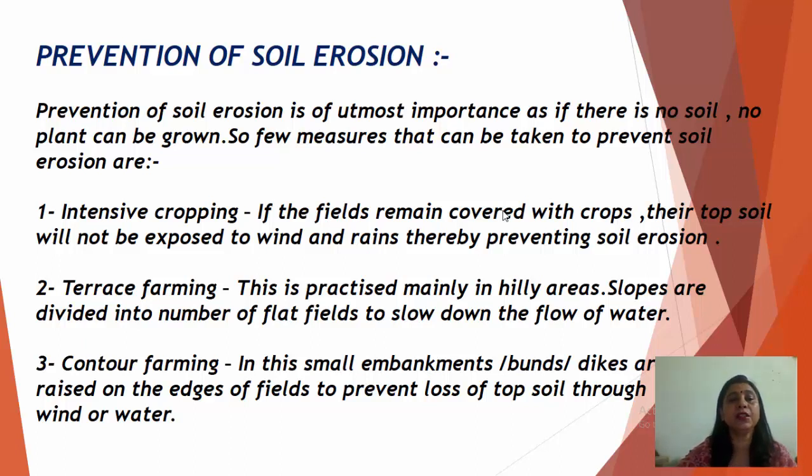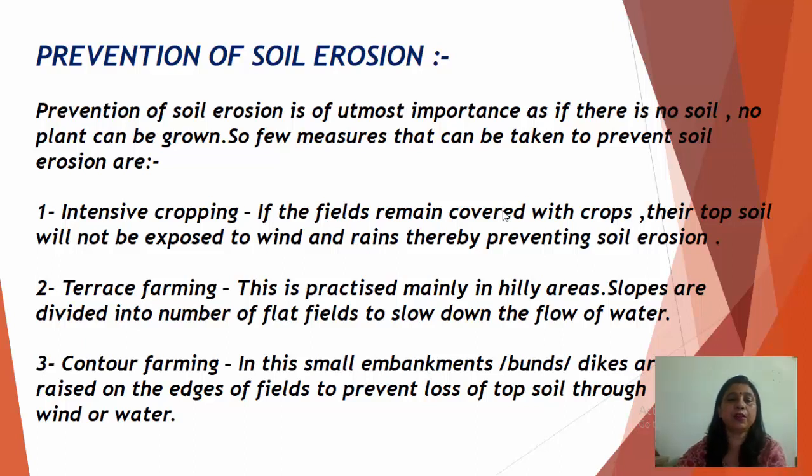Number one is intensive cropping. If the fields remain covered with crops, their topsoil will not be exposed to wind and rains, thereby preventing soil erosion. Intensive cropping means crops field में हर वक्त लगी हुई है. अगर plant लगे हुए हैं तो जो soil है it will not be exposed to wind and rains. So soil erosion can be prevented.